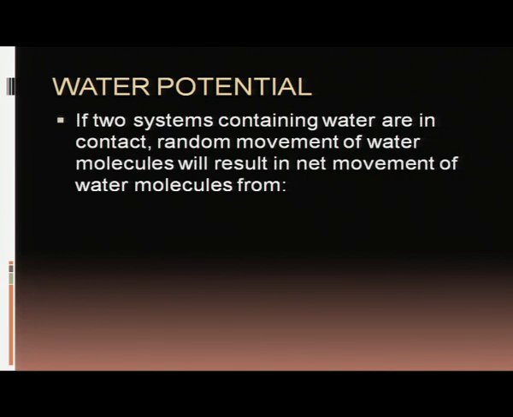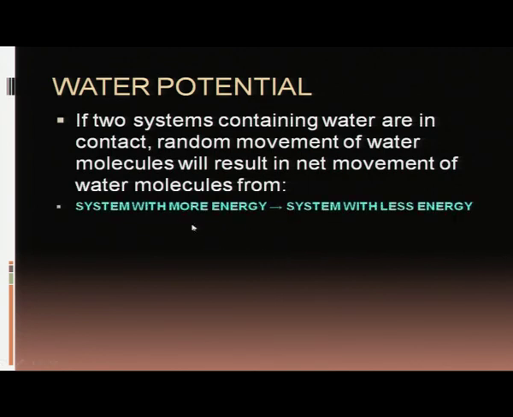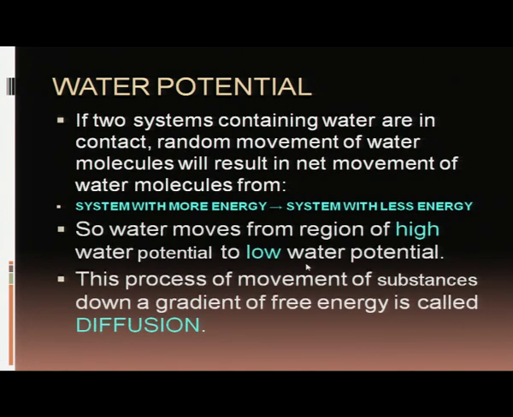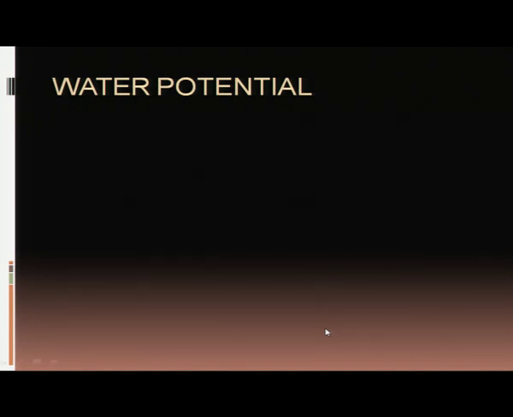If two systems containing water are in contact, random movement of water molecules will result in net movement of water molecules. But what will be the direction of this movement? From high water potential to low water potential. This process of movement of substances is obviously diffusion.